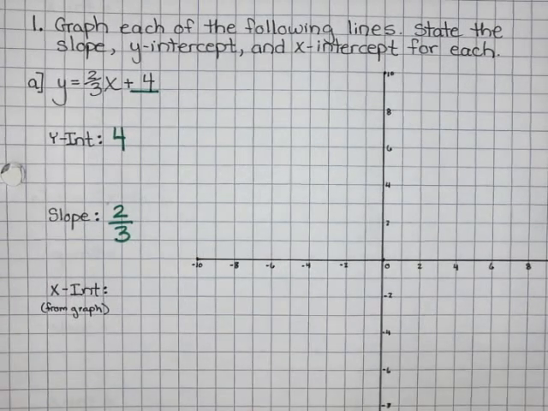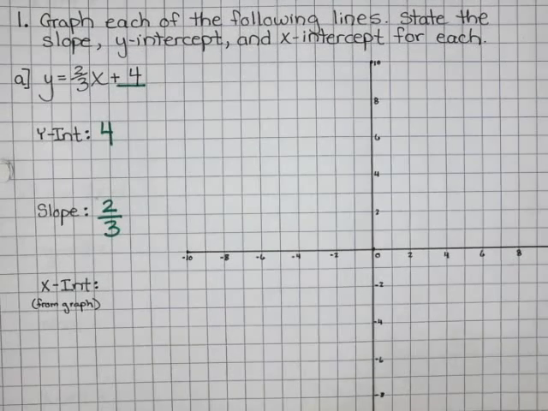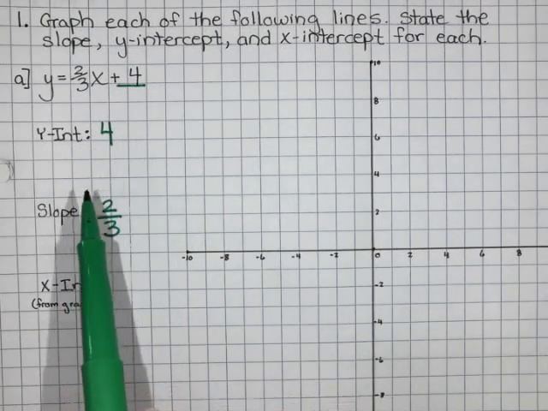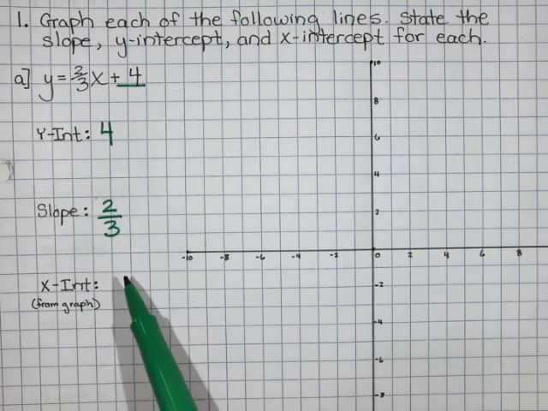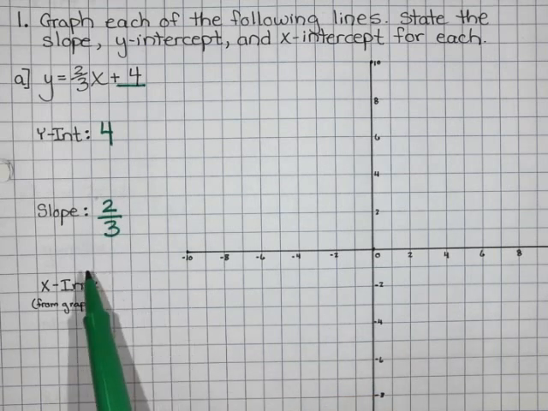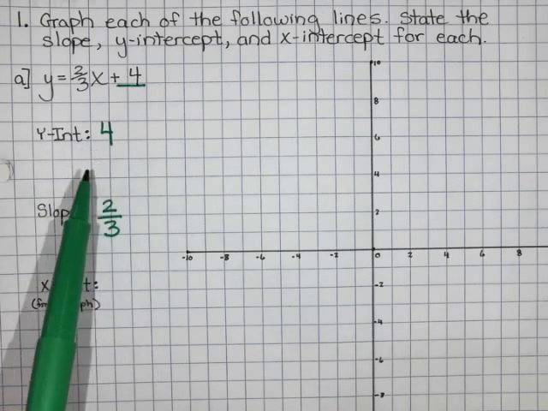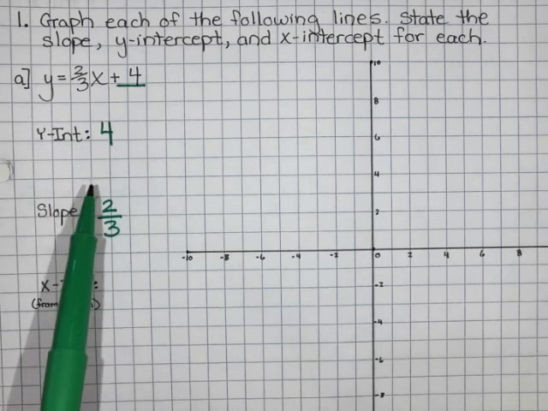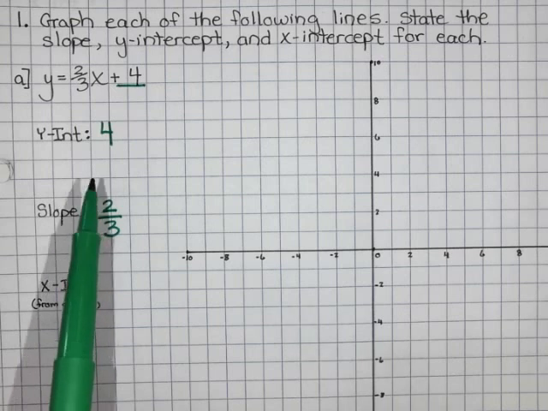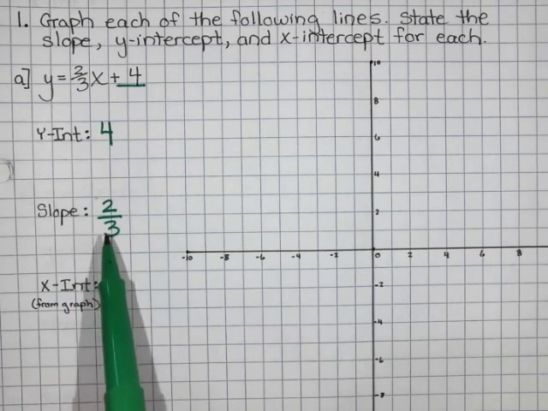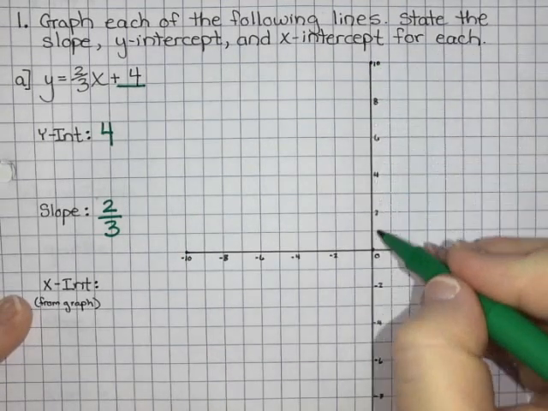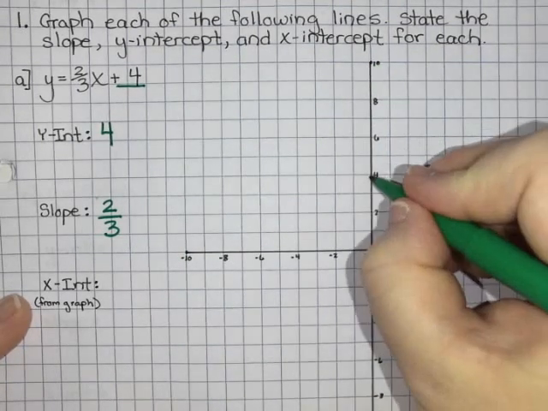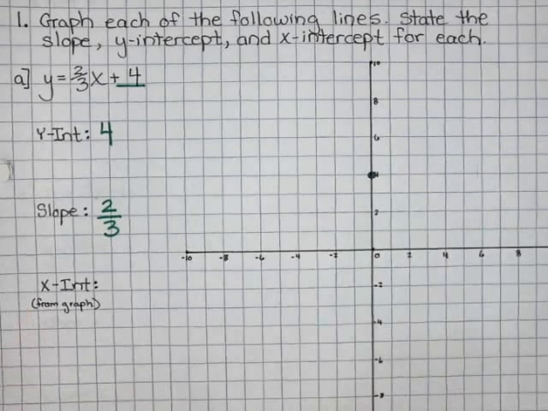So when I go to graph this, the easiest place to start is the y-intercept. Once I have a point on the graph, I can use the slope to help me find other points on the graph, but I need somewhere to start. So our starting point is going to be that y-intercept, which is why it's also called the initial value, which we learned in Unit 2, because it's where we're going to start. So I'm going to start on the y-axis at 4, and I'm going to make a point.